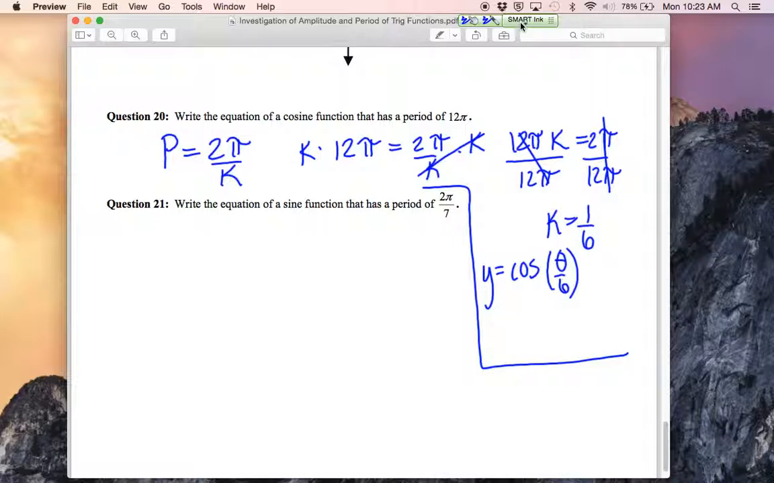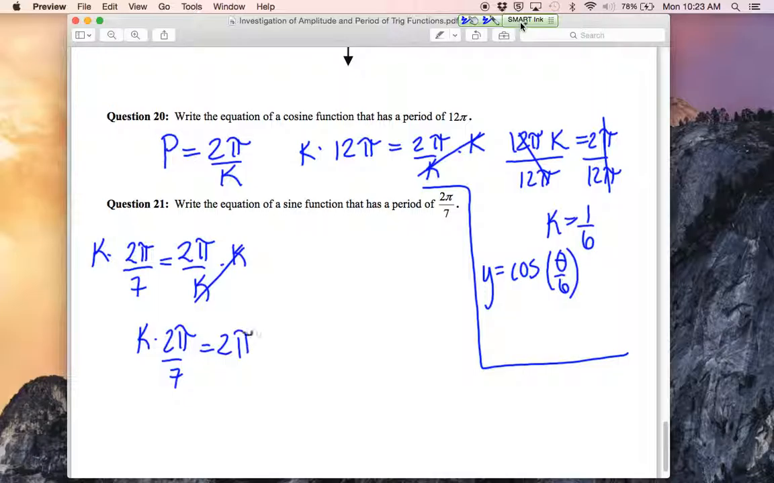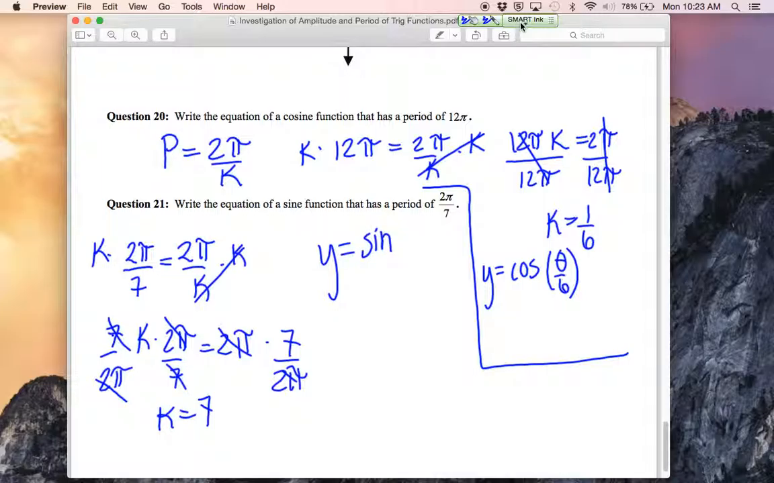Write the equation of a sine function that has a period of 2 pi over 7. So period equals 2 pi over k, so 2 pi over 7 equals 2 pi over k. Solve. K times 2 pi over 7 equals 2 pi. To cancel, multiply by the reciprocal. 7 over 2 pi. Cancel, cancel, cancel, cancel. K equals 7. So your function would be y equals sine of 7 theta.